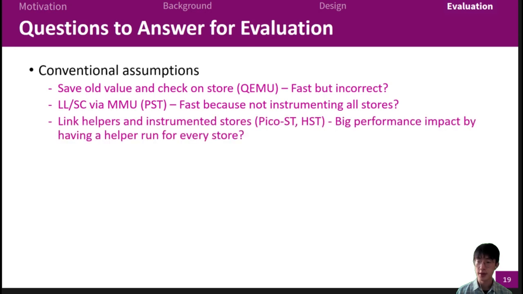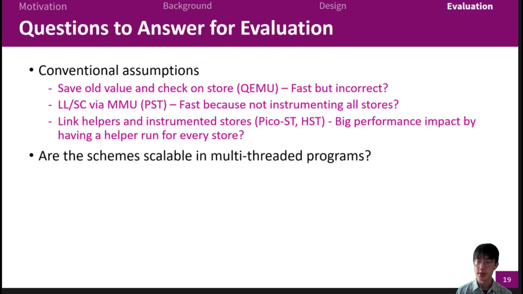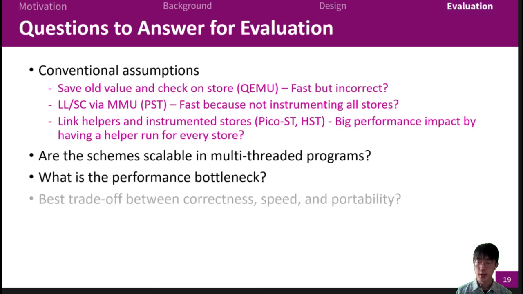For the link helpers and instrumented store solution, we propose HST and compare it with the current best existing scheme, PicoST, that implements the standard exclusive monitor semantics. Is there a big performance impact from having a store instrumentation run for every store? Besides, are the solutions scalable in multi-threaded programs? If not, what is the performance bottleneck? And what is the best trade-off between correctness, speed, and portability?